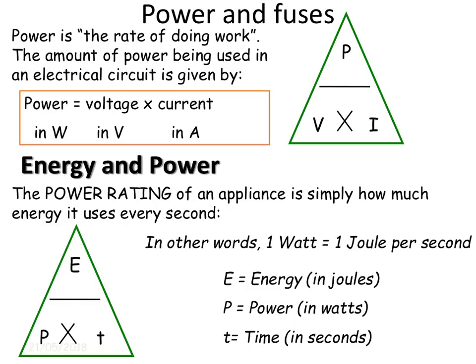So we can now move on to look at power and fuses. Power is the rate of doing work, and the amount of power being used in an electrical circuit is given by power is voltage times current. So power is measured in watts, voltage is measured in volts, and current is measured in amps. You should also be able to link that to the equation that relates energy and power, and the power rating of an appliance is simply how much energy it uses every second. So power is the energy per unit time, where energy is measured in joules, power is in watts, and time is in seconds.